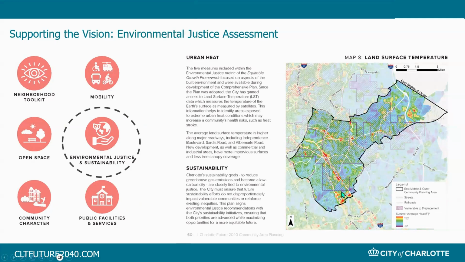On the map, you'll see here, this is called a heat map, and the red and yellow areas tend to be the hotter areas, basically. An example of areas that tend to have more heat are areas where there's a lot of asphalt or impervious surfaces, concrete, and low tree canopy.